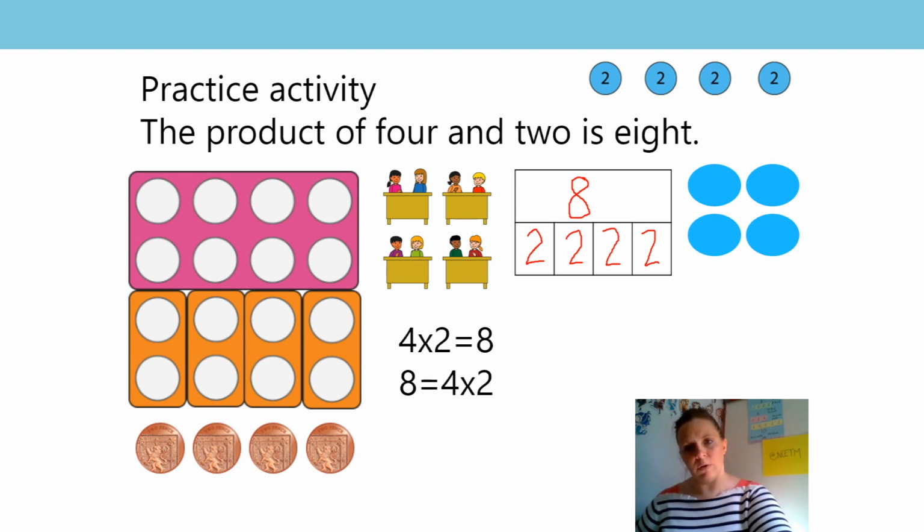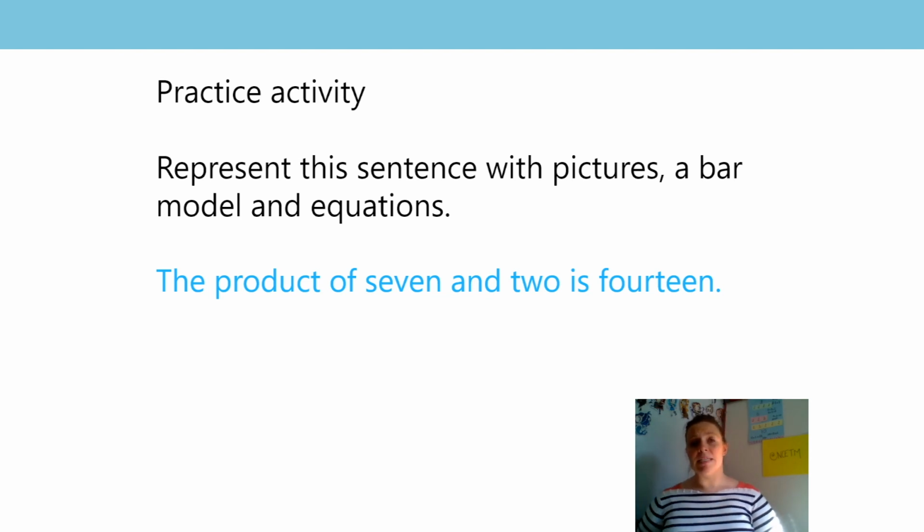And then just because we're so good at it, and it's what we really need to do, don't forget, I wrote the equations. Now, you may think that's easy, Mrs. Harris, you've done it for us. But no, I know you can do it yourselves. And here it is. So your practice activity is to represent this sentence with pictures, a bar model, and equations. I'll just read it to you, but you might like to leave it up on the screen to look at when you're doing the practice activity. Remember to draw me the pictures, draw me the equations, maybe even a bar model, to show that the product of 7 and 2 is 14. I'll have a go at it too, and I'll show you my ideas next time.